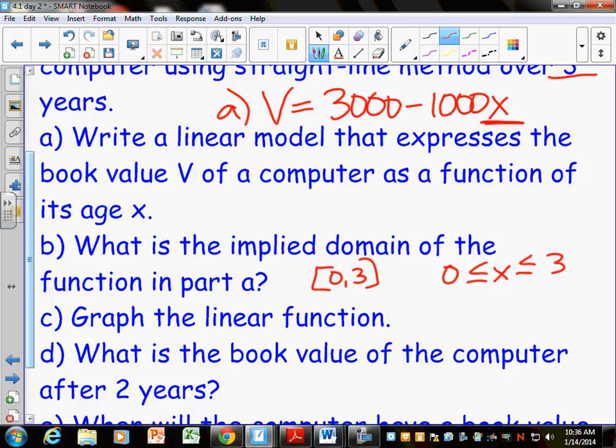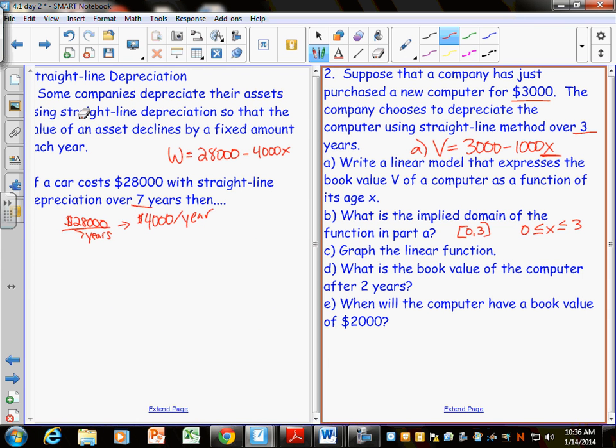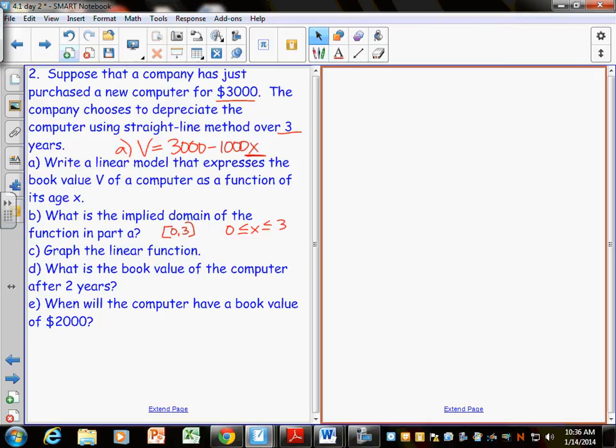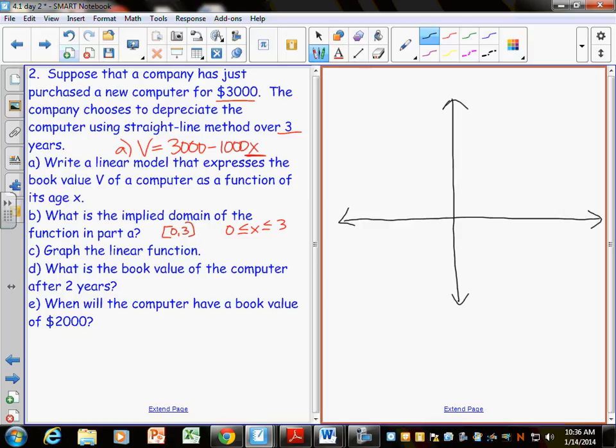Graph the linear equation. What's going to be on my x-axis and my y-axis on this? X represents what? The years that I have it. And we already know it's only from 0 to 3. So you don't need to make a lot of numbers on this, right? Like I'm going to make 1, 2, 3.